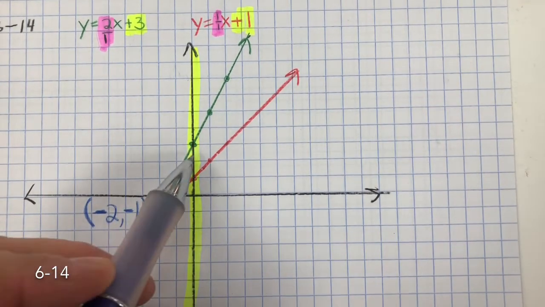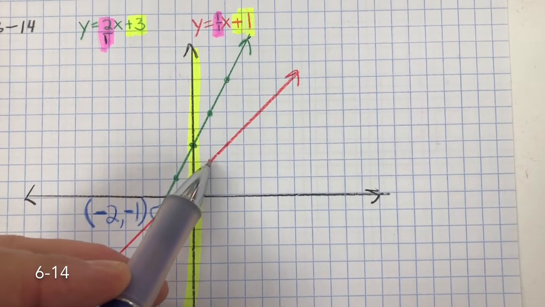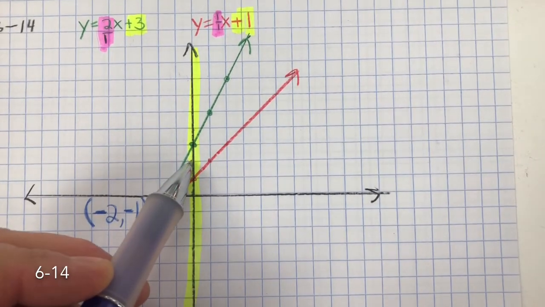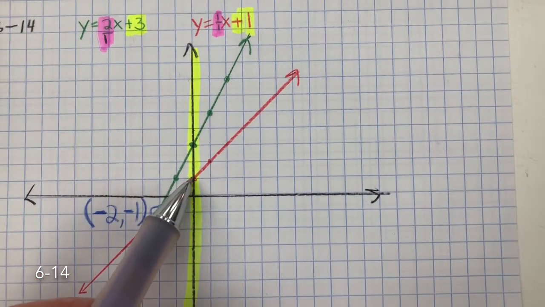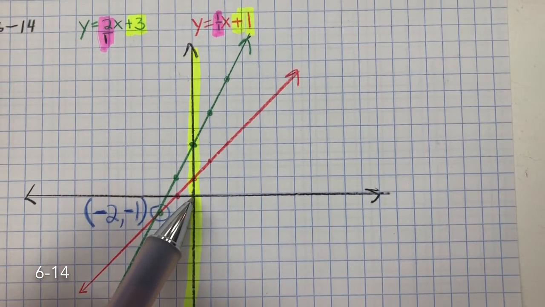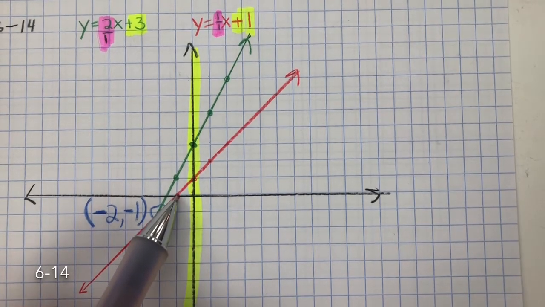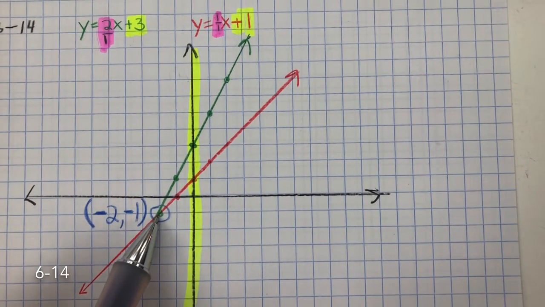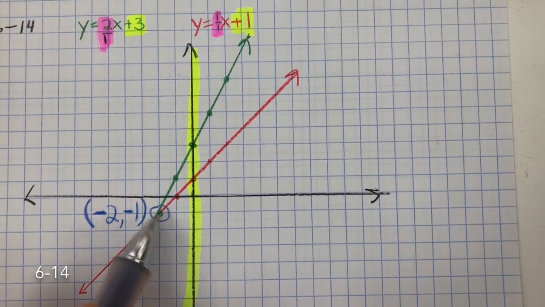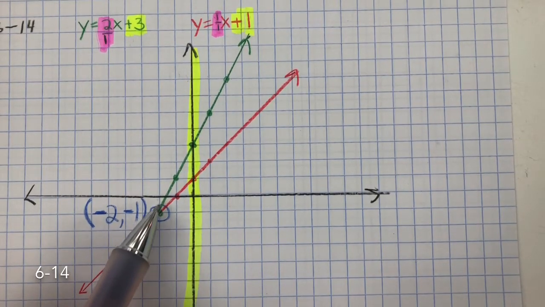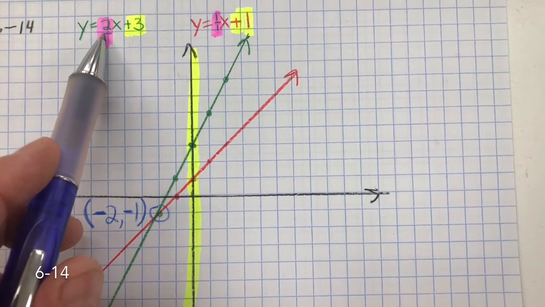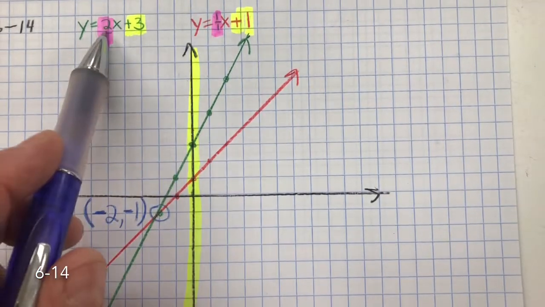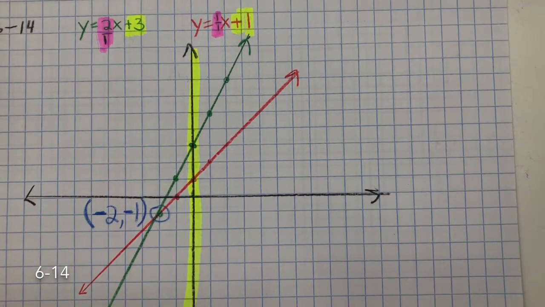And it's 1 on the x, positive 1 on the y, positive 1 on the x, positive 1 on the y, positive 1 on the x. Or I can go negative 1 on the x, negative 1 on the y, negative 1 on the x. And I keep going, and I see the point of intersection is at negative 2 on the x, negative 1 on the y. And if you look, both of these slopes or rates of change are positive.